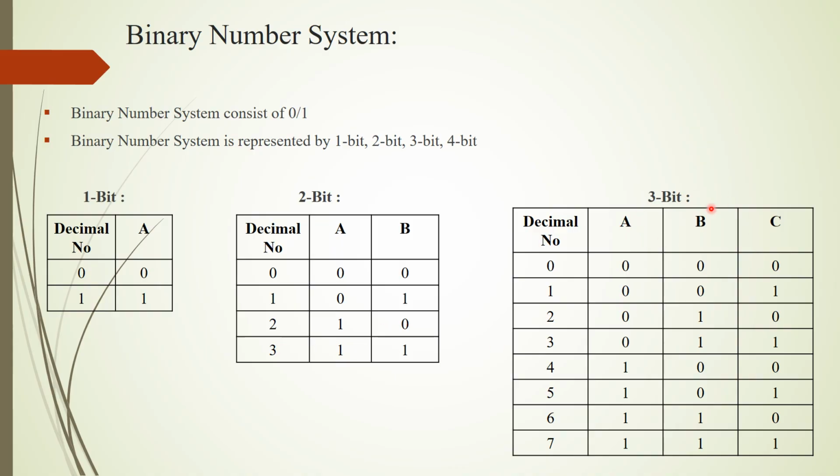Same like that in the 3-bit binary number system. The 3-bit binary number system consists of 3 variables or 3 bits like A, B, C. This is our decimal number representation. In the 3-bit binary number system, 0 is represented as 0 0 0. 1 is represented as 0 0 1. 2 is represented as 0 1 0. 3 is represented as 0 1 1. 4 is represented as 1 0 0. 5 is represented as 1 0 1. 6 is represented in binary as 1 1 0. And 7 is represented in binary form as 1 1 1 in the 3-bit number system.